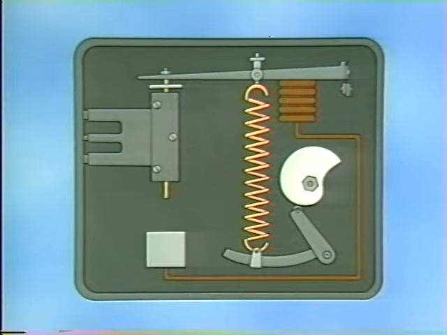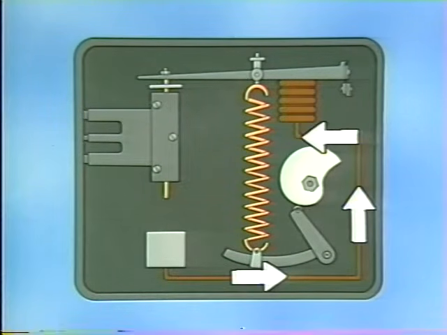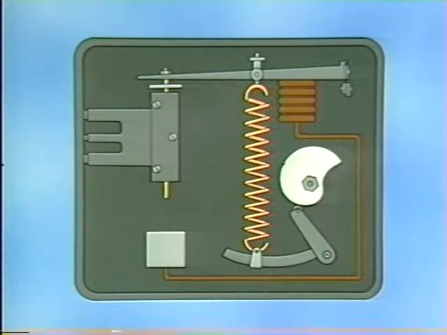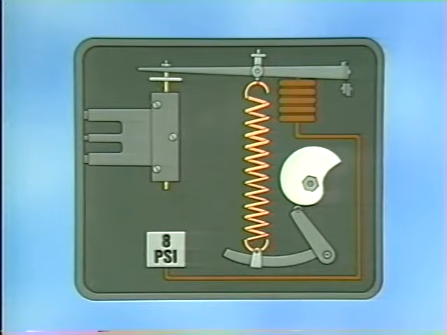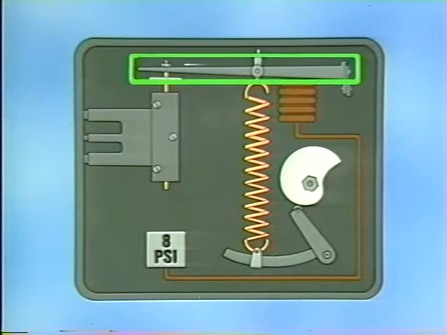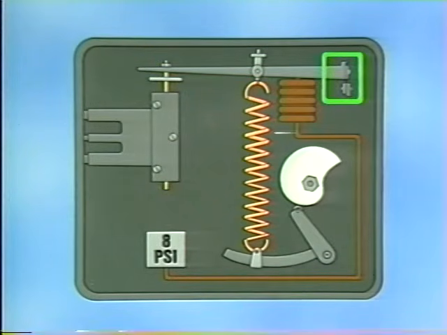The input signal from another pneumatic instrument, such as a controller, is fed through this air pressure line and into the input bellows. Assume, for example, that the input pressure is 6 psi, and that at 6 psi the positioner is balanced. Well, what happens if the input pressure changes, say to 8 psi? Well, the bellows expands, lifting the balance beam, which is pivoted on this end.